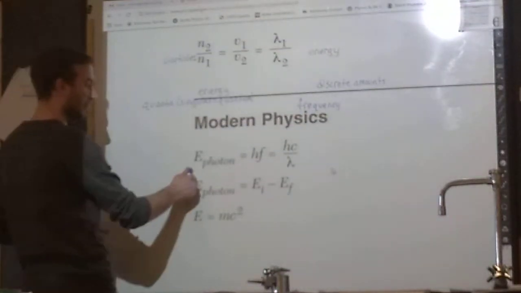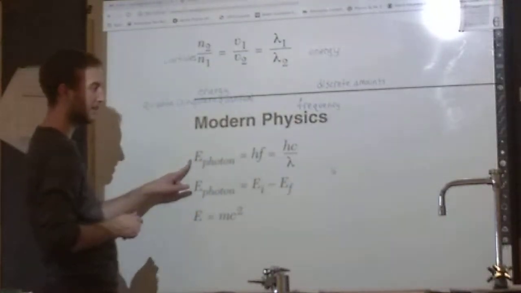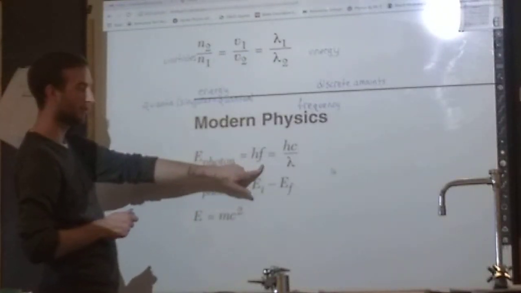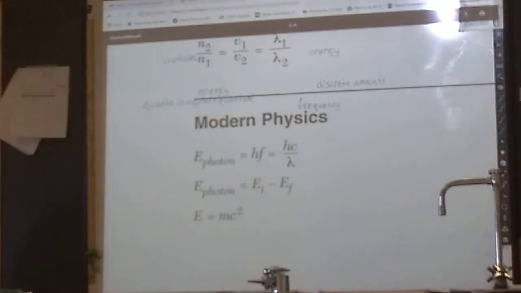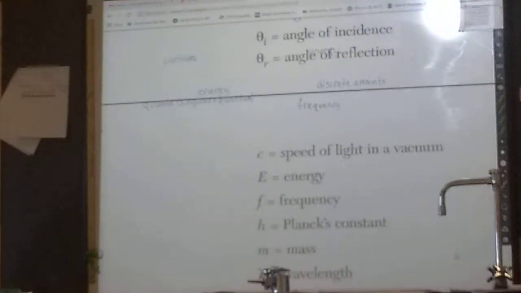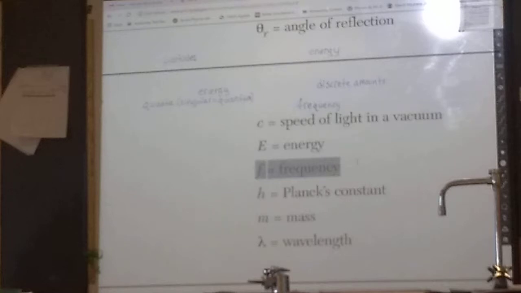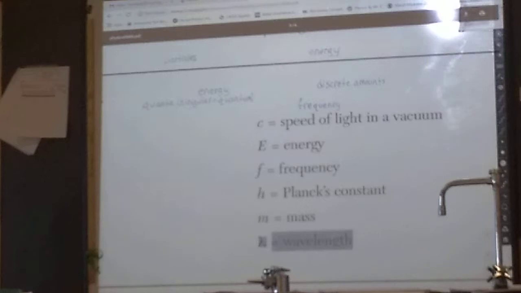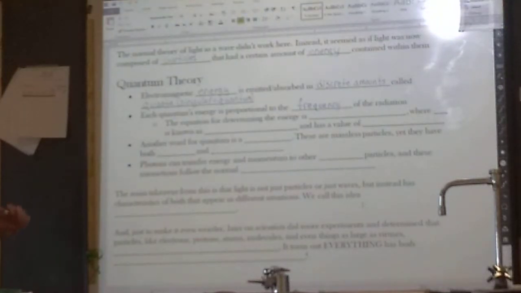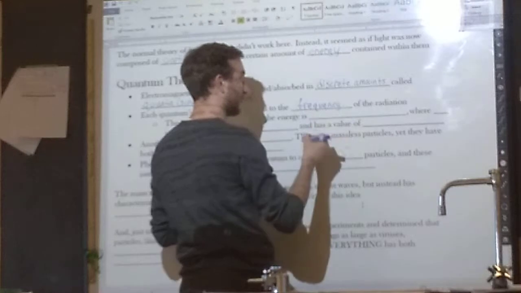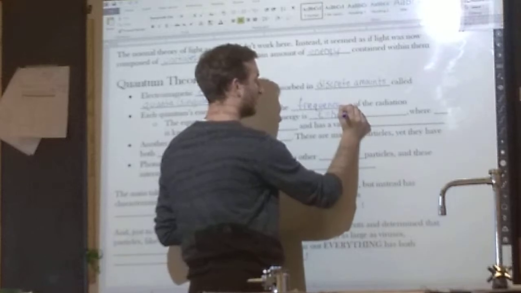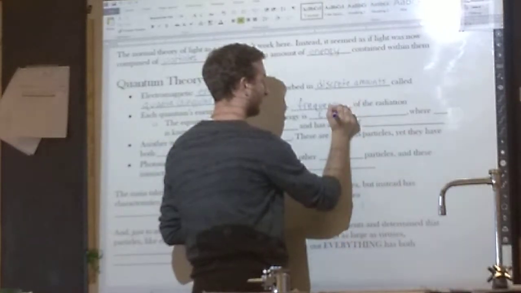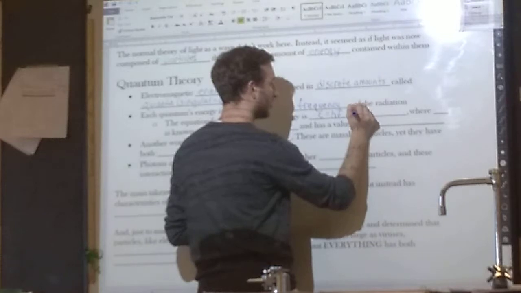Okay, the energy, and I'll talk about this in a second, is equal to H times F, or H times C over lambda. Okay, and if we go over, we see C is the speed of light in a vacuum, E is energy, F is frequency, H is Planck's constant, I'll talk about that in just a minute, and lambda is the wavelength. Okay? So the equation for determining the energy is right in the reference tables, I believe page 5. It is E equals H times F, or HC over lambda.